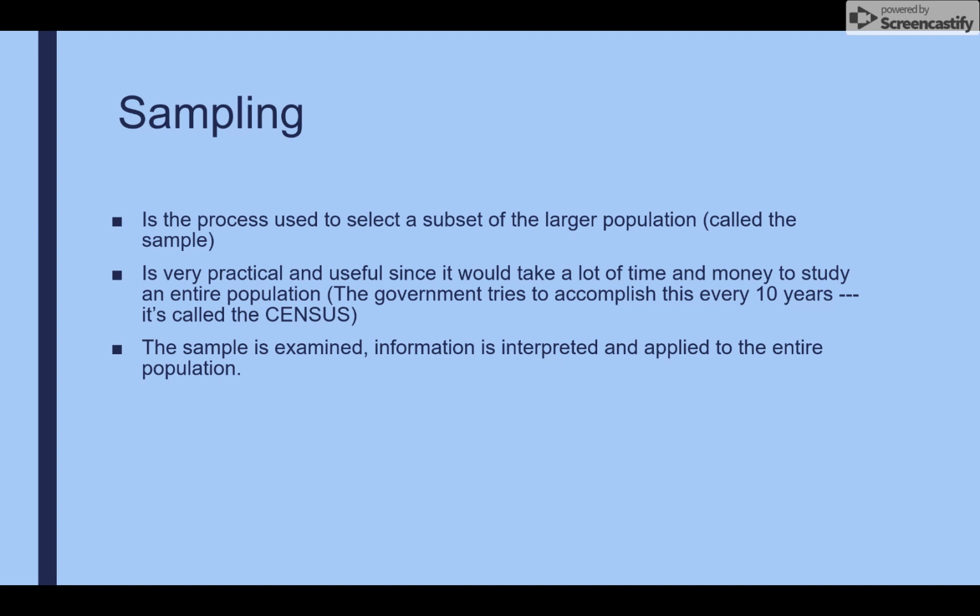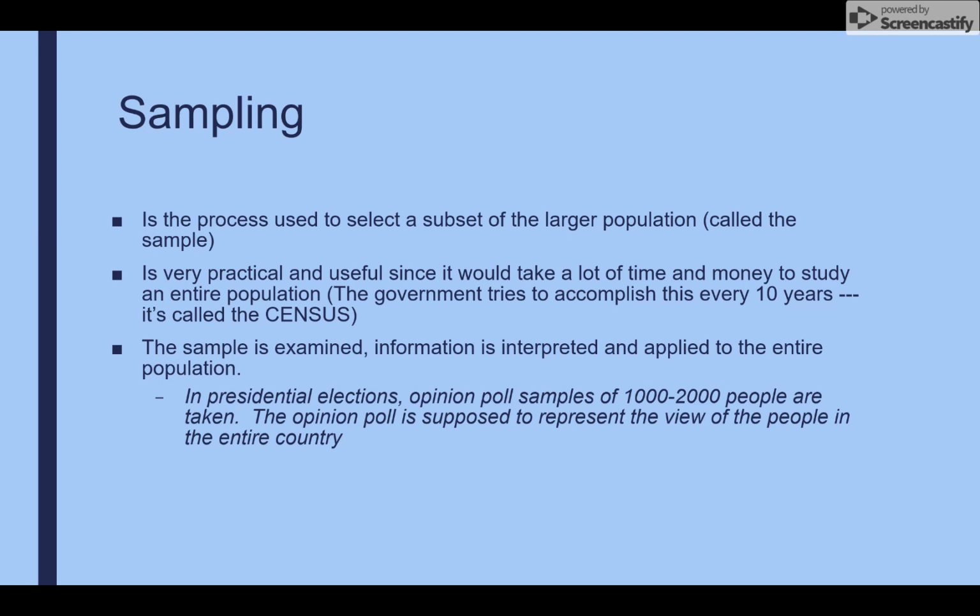The sample is examined, information is interpreted, and it's applied back to the entire population. For example, in a presidential election, opinion polls, samples of 1,000 to 2,000 people are taken. The opinion poll is supposed to represent the view of the people in the entire country, and then the media and various research organizations use that to predict who they think is going to win the election.